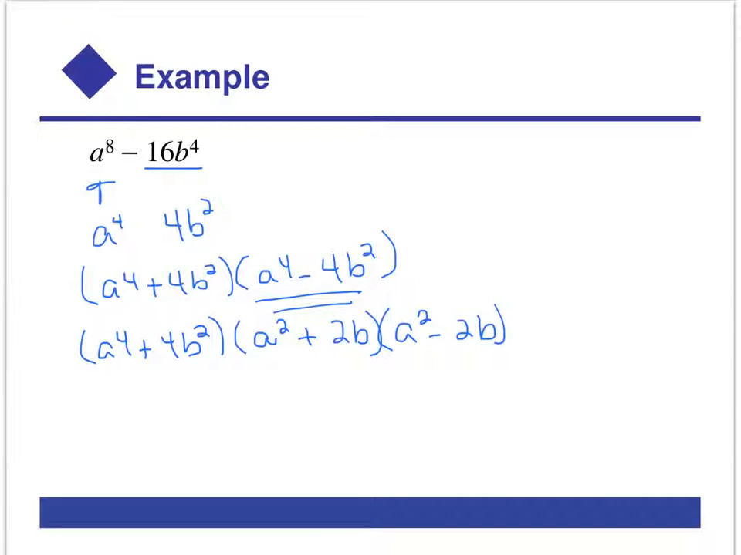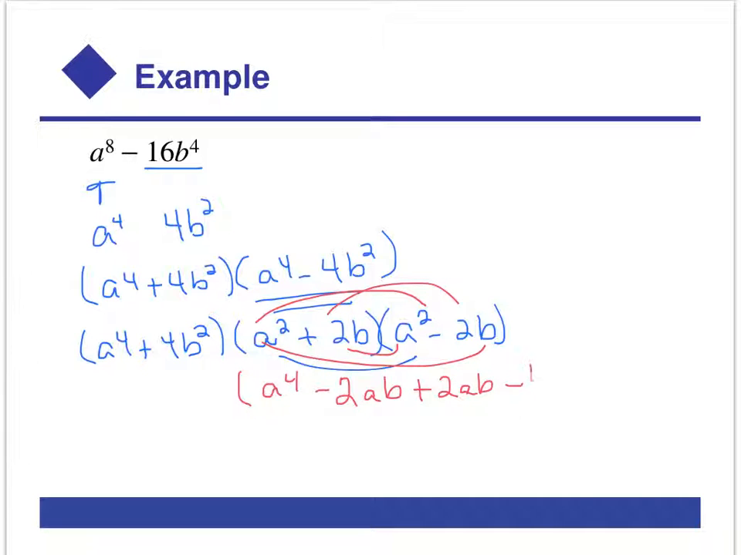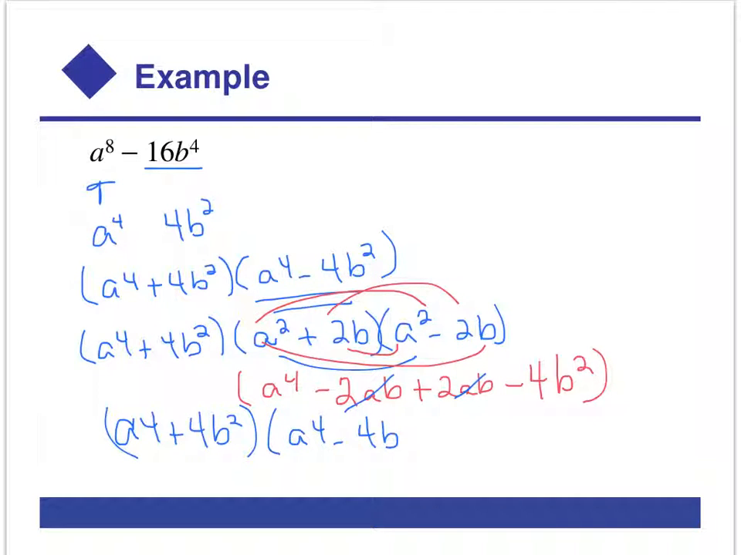Let's check this one. So let's start with foiling this one. So we're going to FOIL. So we get a to the fourth minus 2ab plus 2ab minus 4b squared. Okay, gather like terms. That means these go away. So now we have a to the fourth plus 4b squared times a to the fourth minus 4b squared.